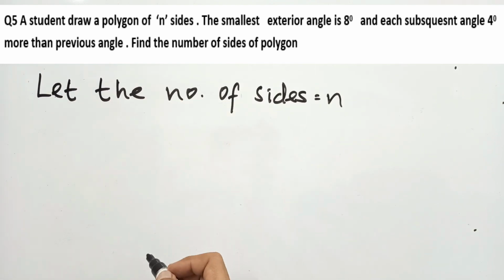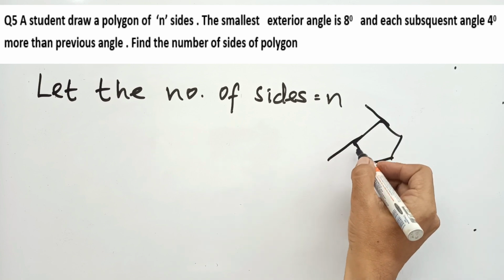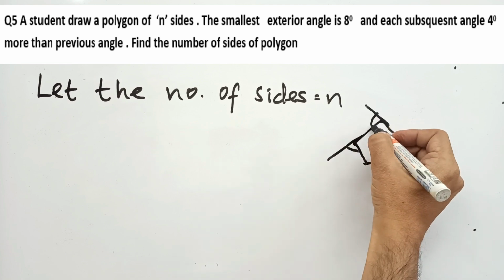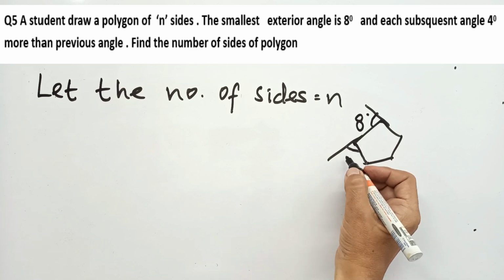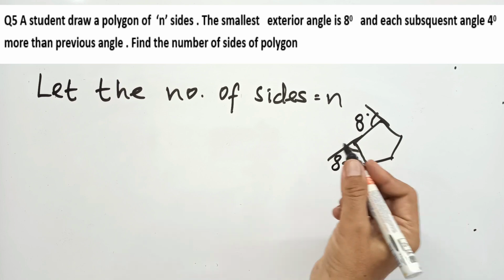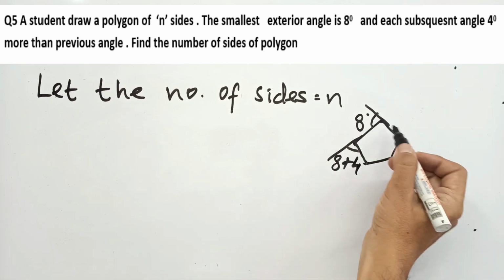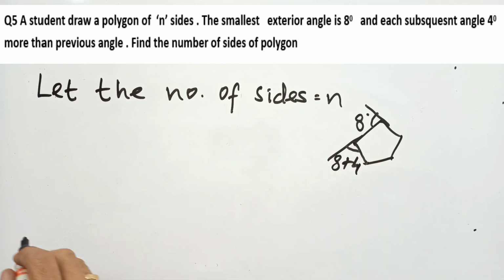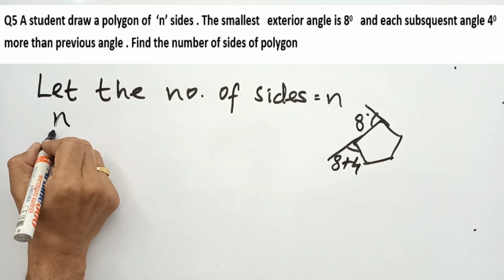Let the number of sides be n. See in the rough diagram, the polygon, the smallest angle is 8. So each next angle will be 8 plus 4. It is given in the question, 4 degrees more than the previous angle. And we know that the total sum of the exterior angles of any polygon is 360. So we will use here the sum of n terms of an AP.